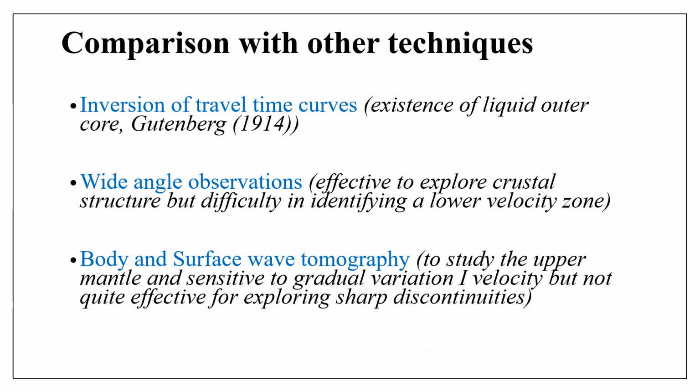There are three popular techniques that can be talked about: inversion of travel time curves, wide angle observations, and also body and surface wave tomography. The travel time curves you have already seen in the previous classes. If you invert the travel time curves, in 1914 Gutenberg did that, and he could find the existence of the liquid outer core using the inversion of travel time curves.